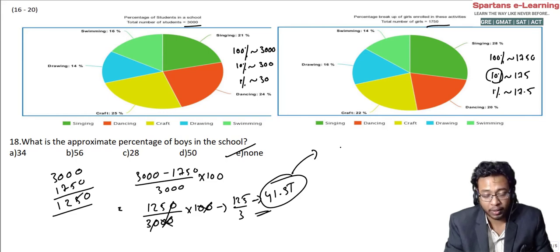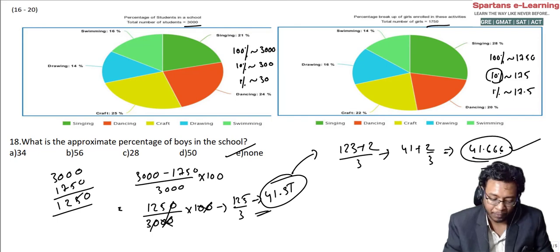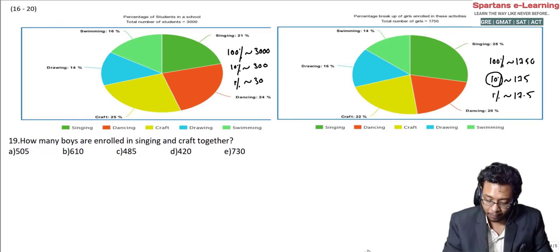123 will be divisible by 3, right? So 123 plus 2 by 3, you can write it like this. 123 means 41, plus 2 by 3 is 0.66. So it will be 41.666. This is the answer. So the answer will be none again.